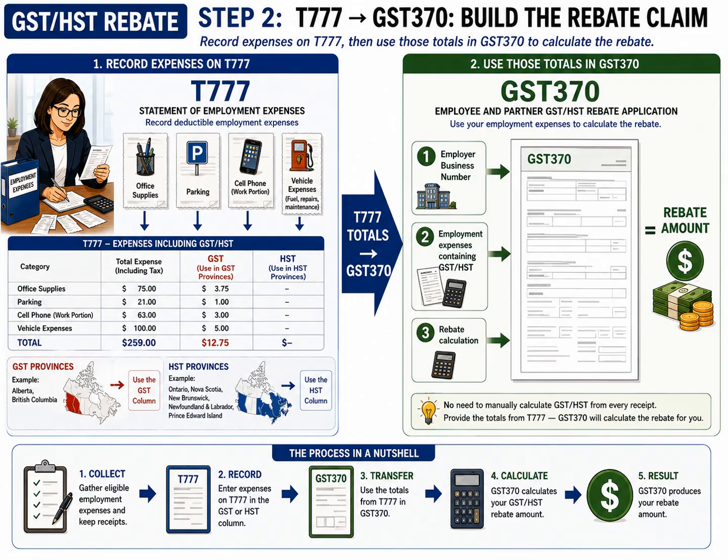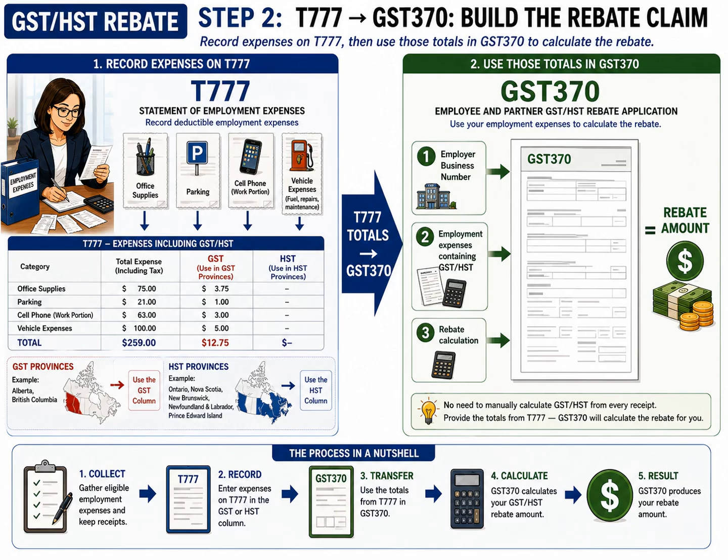For example, provinces such as Alberta and British Columbia use the GST column, while HST provinces such as Ontario, Nova Scotia, New Brunswick, Newfoundland and Labrador, and Prince Edward Island use the HST column. Once the eligible expenses have been recorded on the T777, we move to Form GST370. GST370 is the Employee and Partner GST/HST rebate application.